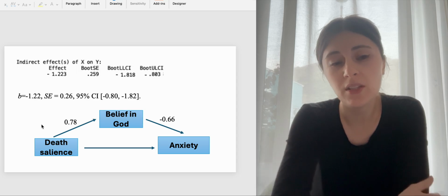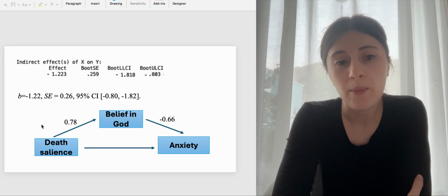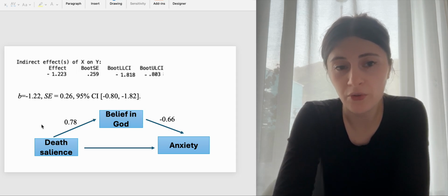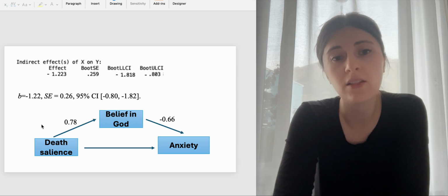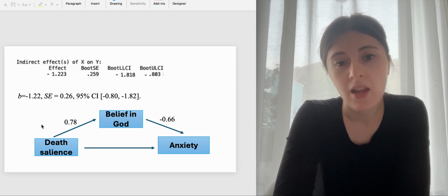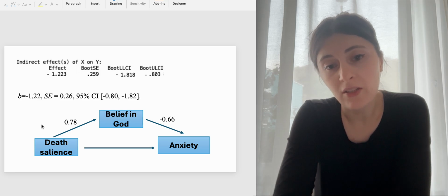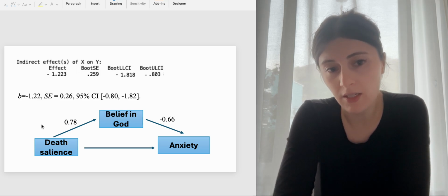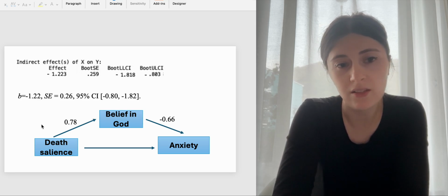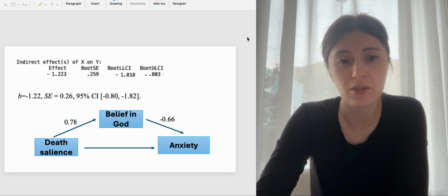And so here we can see that path A has a positive coefficient. It means that death salience increases belief in God. And then increased belief in God has a negative effect on anxiety. It decreases anxiety. And that's how we make sense of this complicated relation between death salience and anxiety. And that's it.